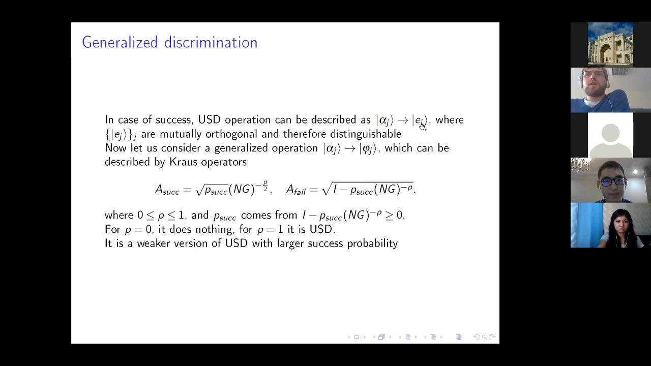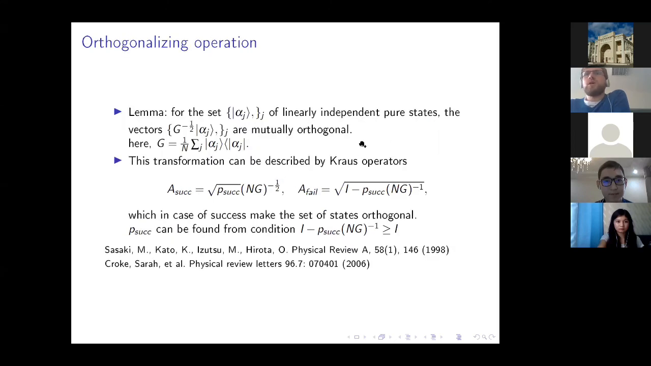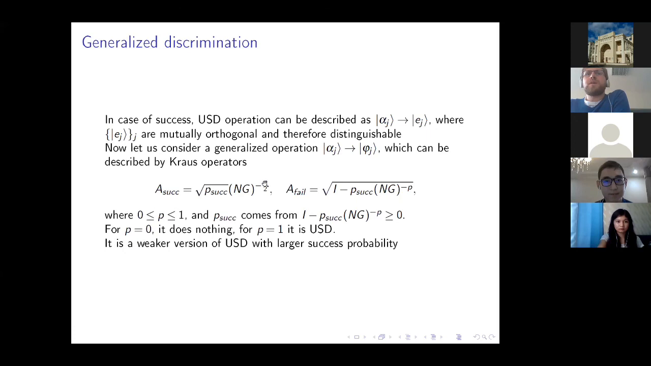But let us now consider a generalized operation where we map the states to states which are more distinguishable. This operation can be described as a very similar transformation, but with an additional parameter p instead of 1 in the previous operation. So when we substitute 1 with p, then we get a generalized operation, which for p equals 1 is the same, it is USD. But for p equals 0, it corresponds to doing nothing, an operation which has a unit success probability but does not change the original state.